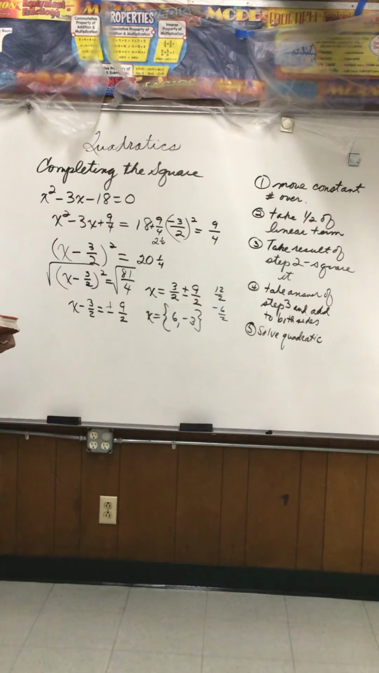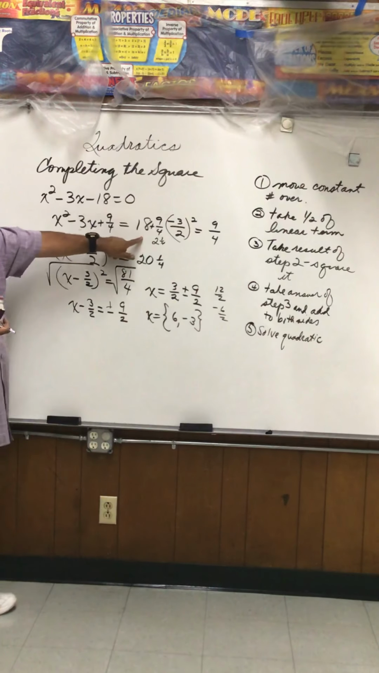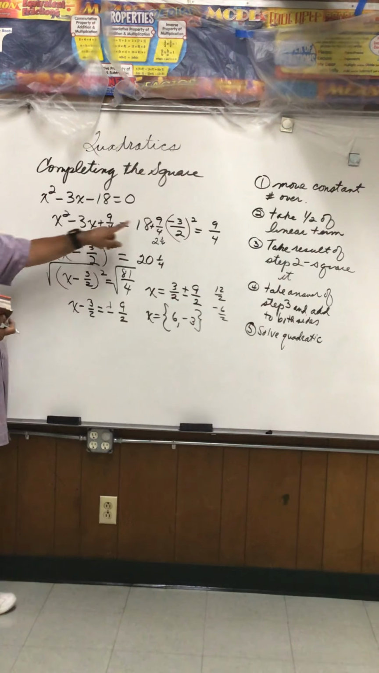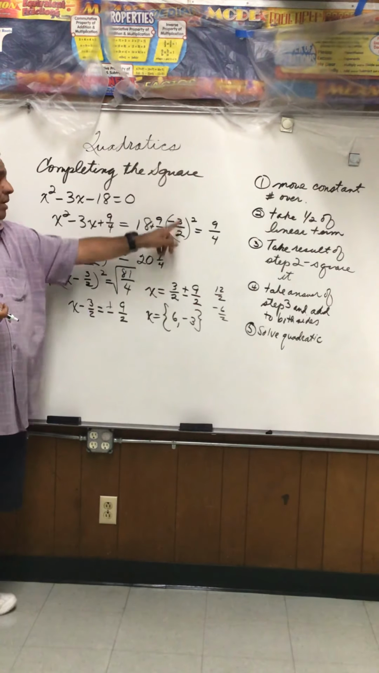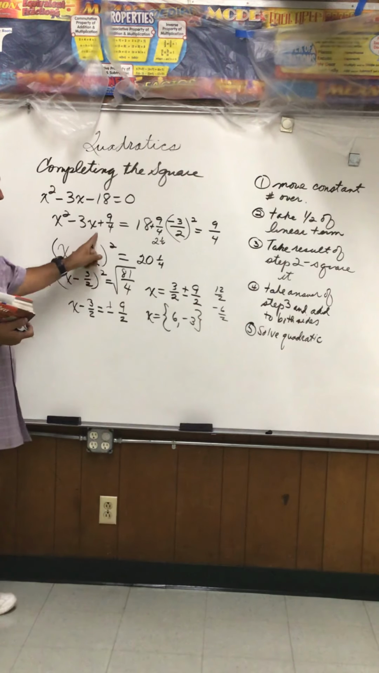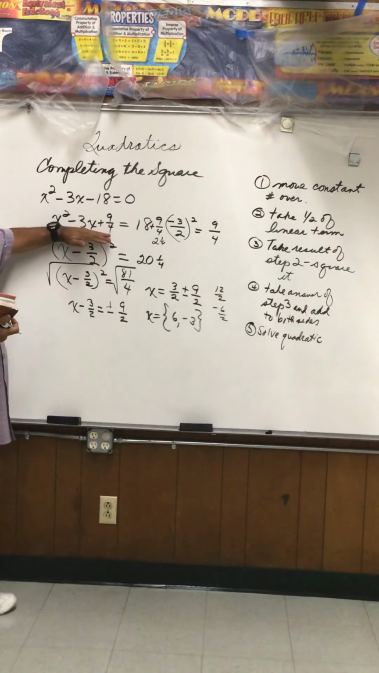All right? So let's review. What did we do? We moved the constant number over. We took half of the linear term. Now this one, because it is not an even number, take half of it, I have to work with a fraction. Square it, I get 9/4. Add 9/4 to both sides. This is a perfect square.